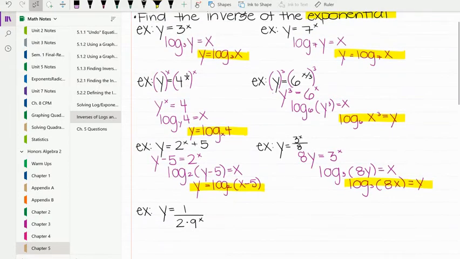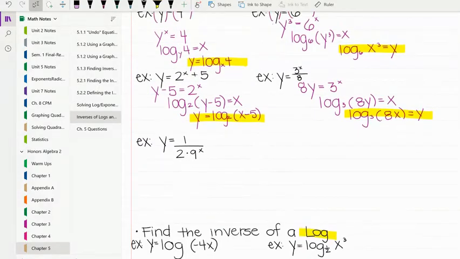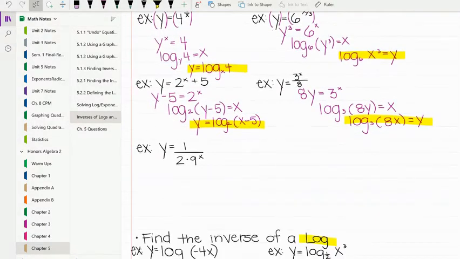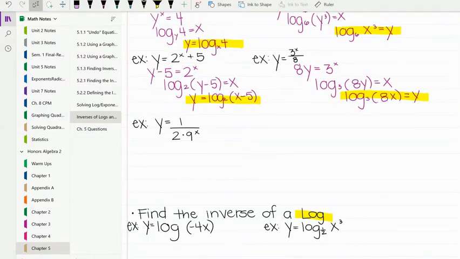Okay, so here we have our last one, which is the most difficult, of course. So this one we have a bit going on. We have a 2 times 9 to the x in the denominator, so it's different than the last one. So the first thing I want to do is let's try and get that 9 to the x by itself, right? That's been our goal for each of these, is to get that base to the exponent by itself. So that would mean we'd have to multiply by 2. So then I would have 2 to the y equals 1 over 9 to the x.